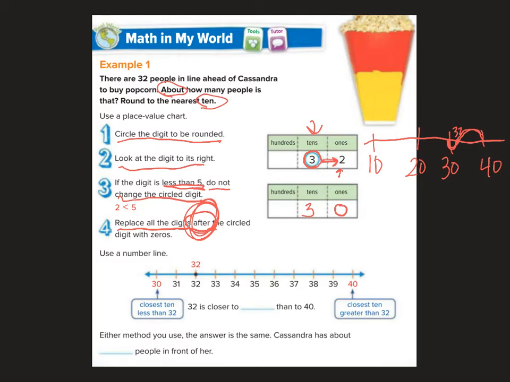Do I need to put a 0 in the hundreds? No, I don't need to change that one. That one's just going to stay the same. But I need to replace all the digits after the circled digit with 0. So another way is to use a number line, like I did right here, right?